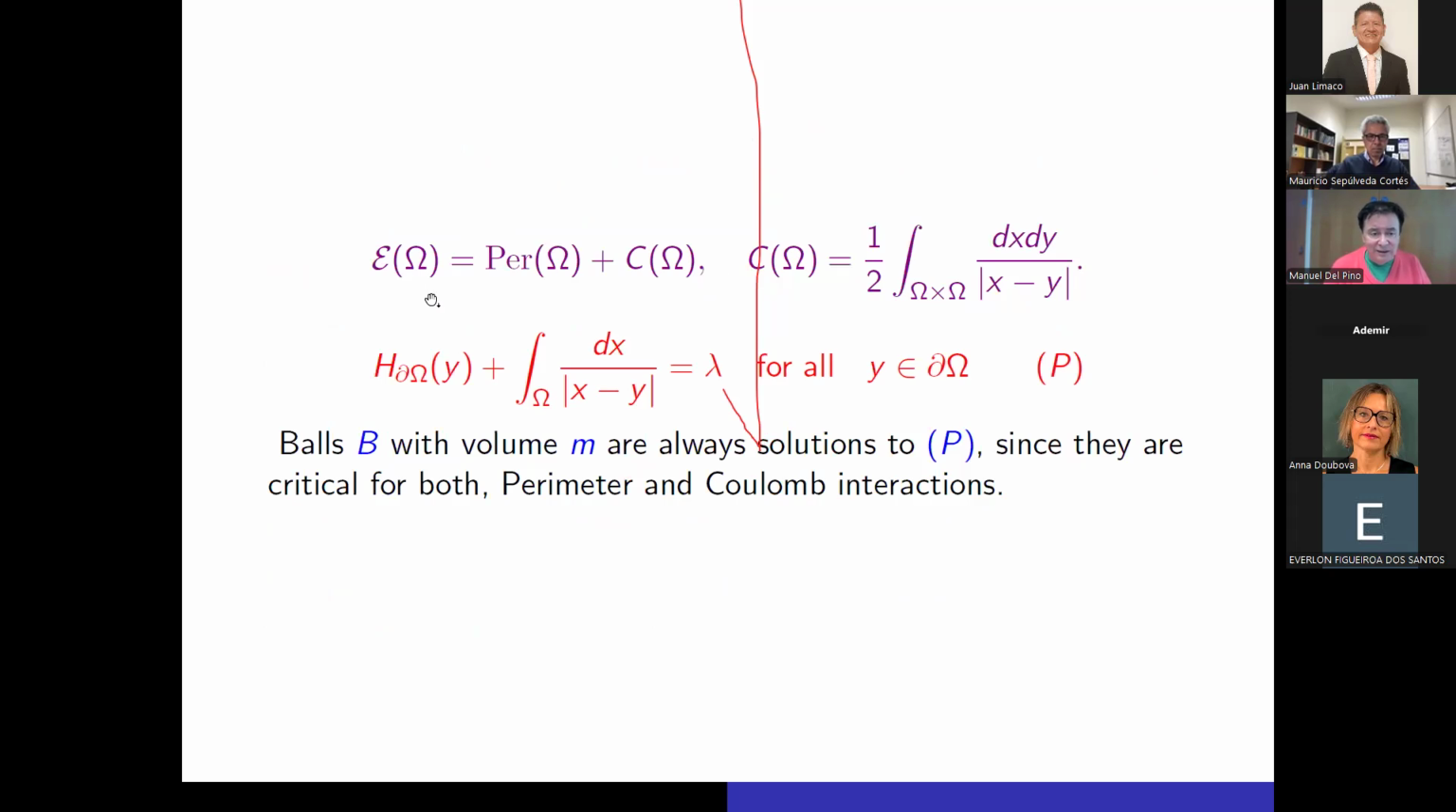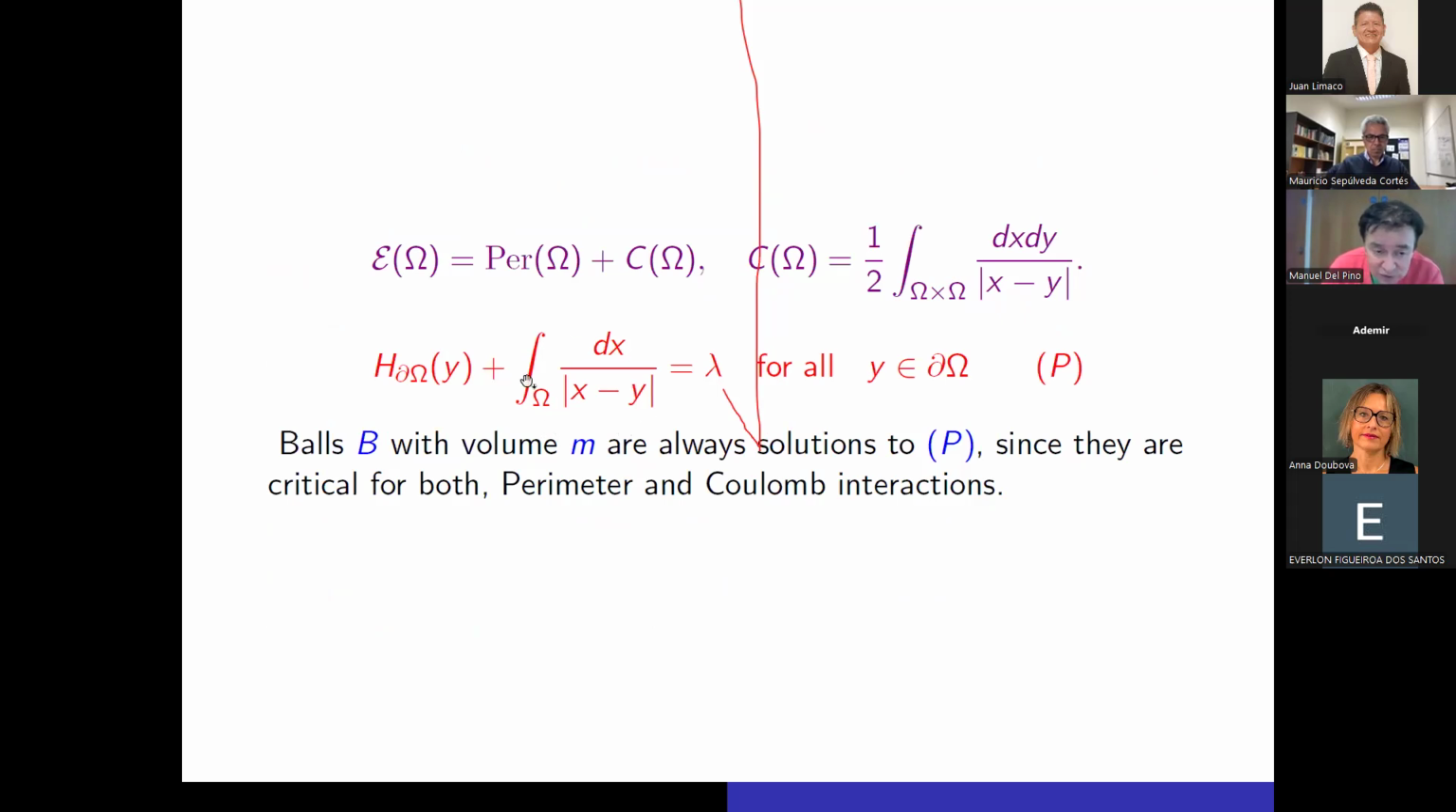Here is the energy written again. And it turns out, and this is an important observation, that balls with volume M are always solutions of this problem. Why is that? Well, because the mean curvature is constant, right?